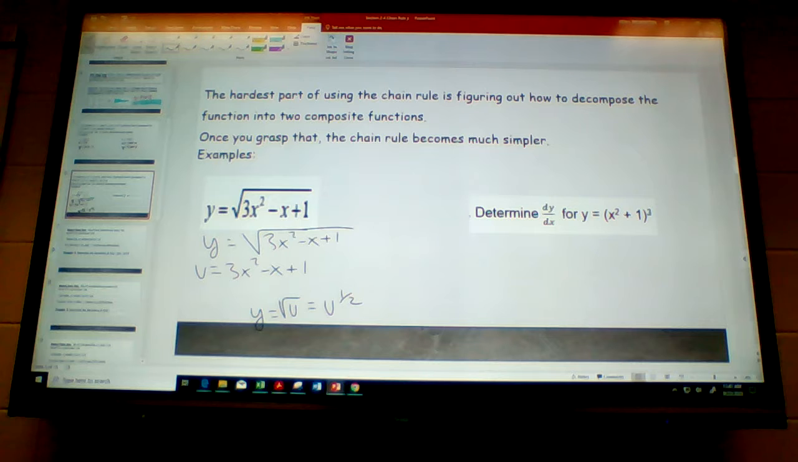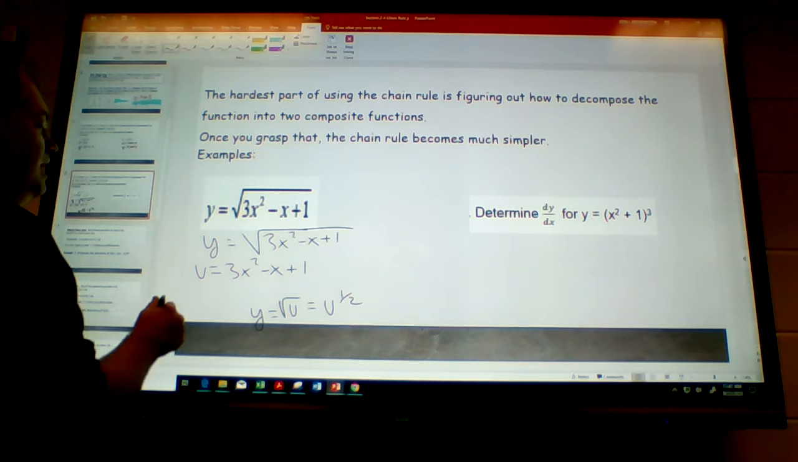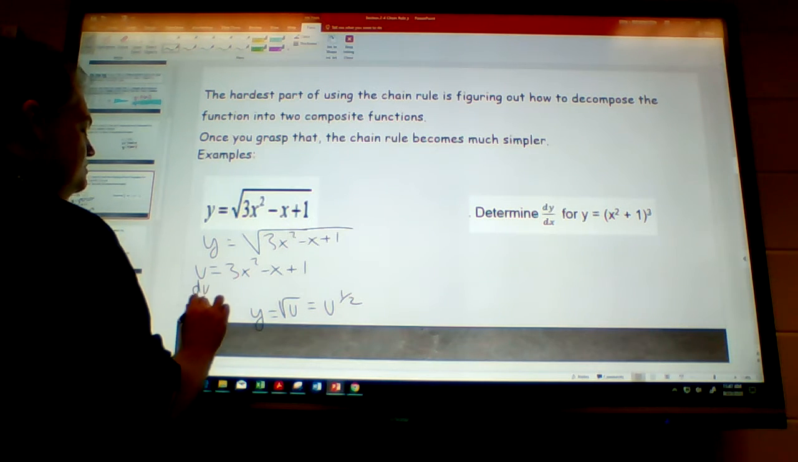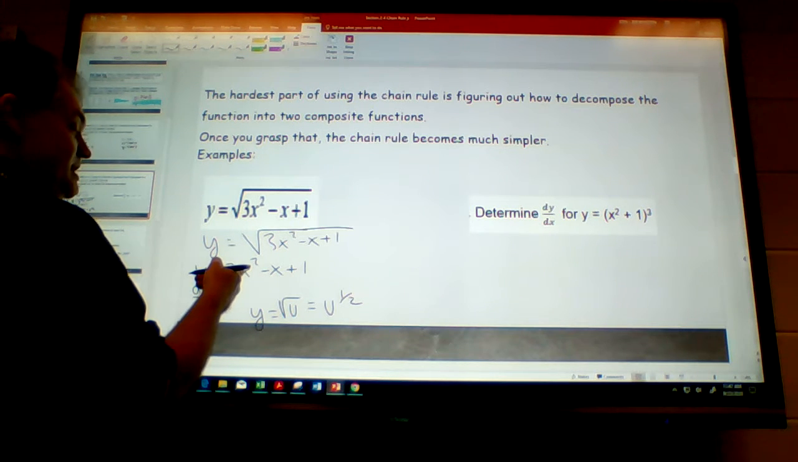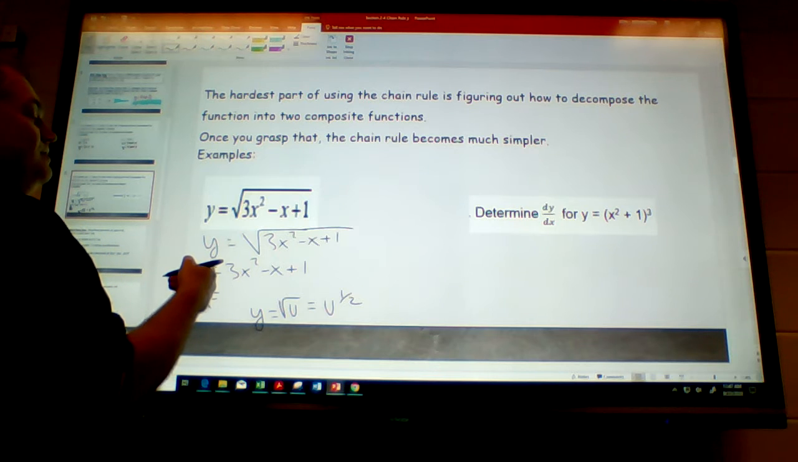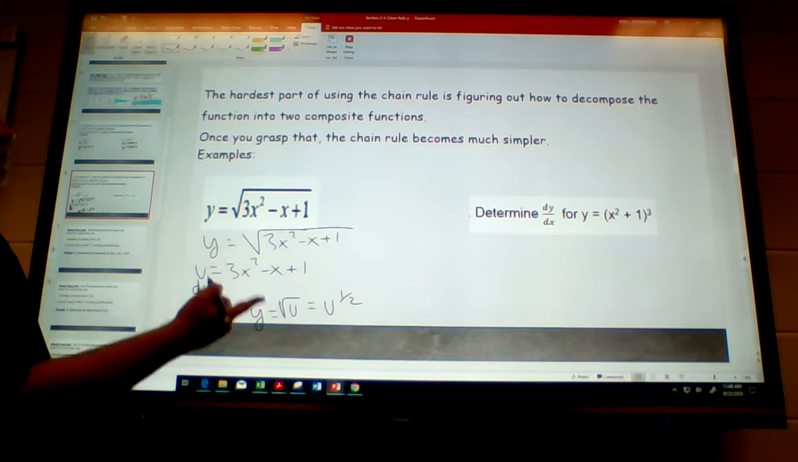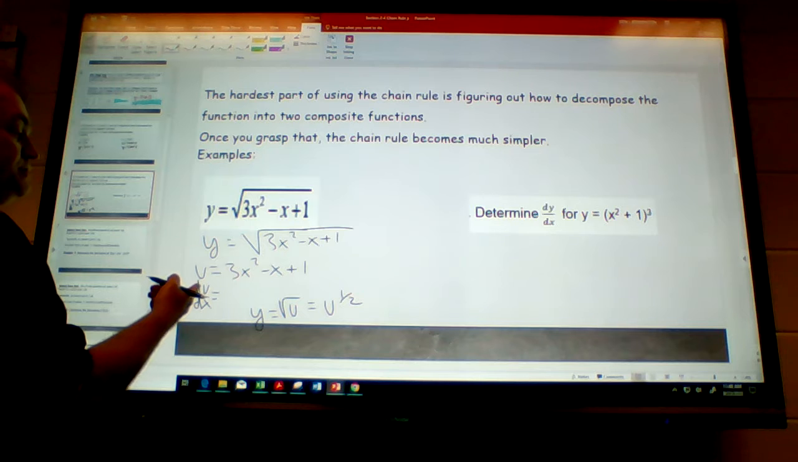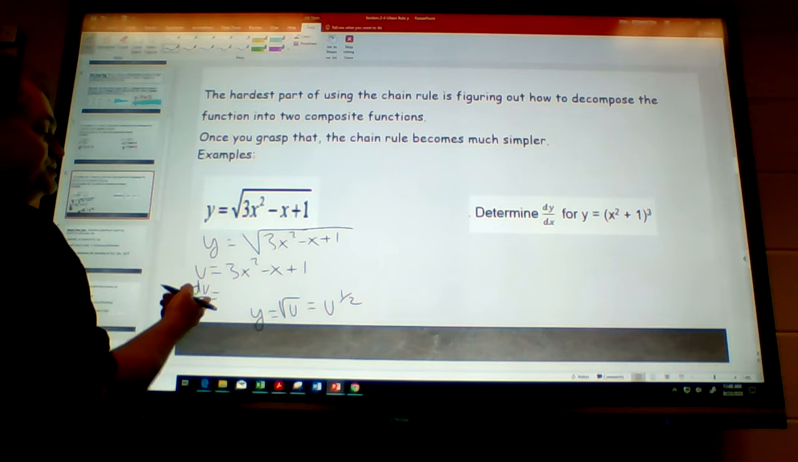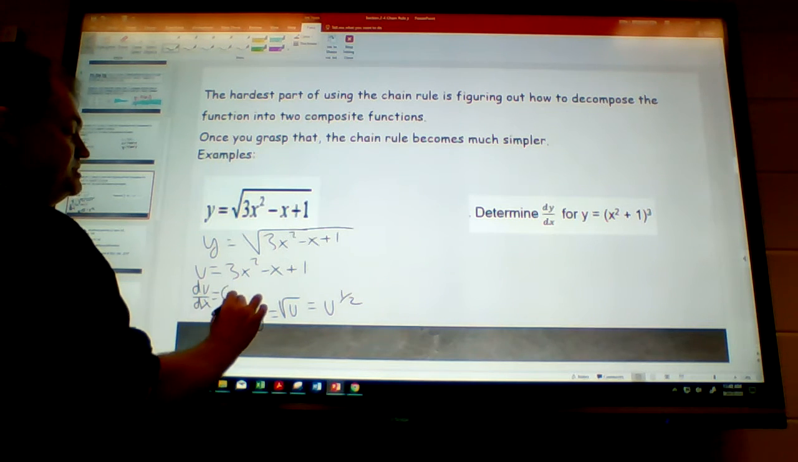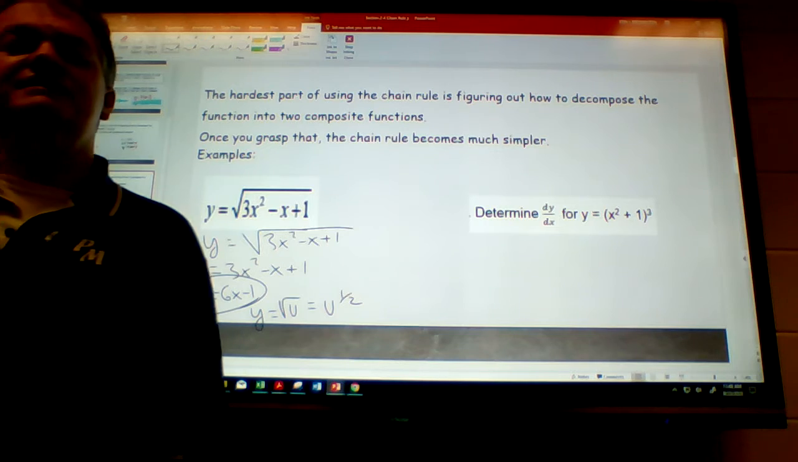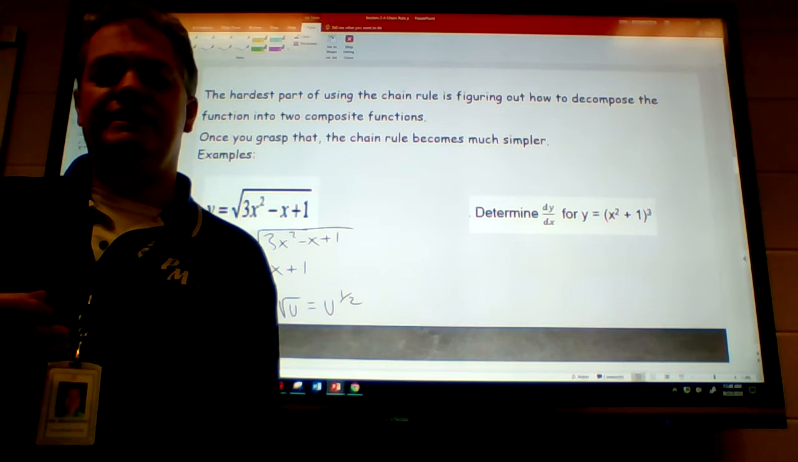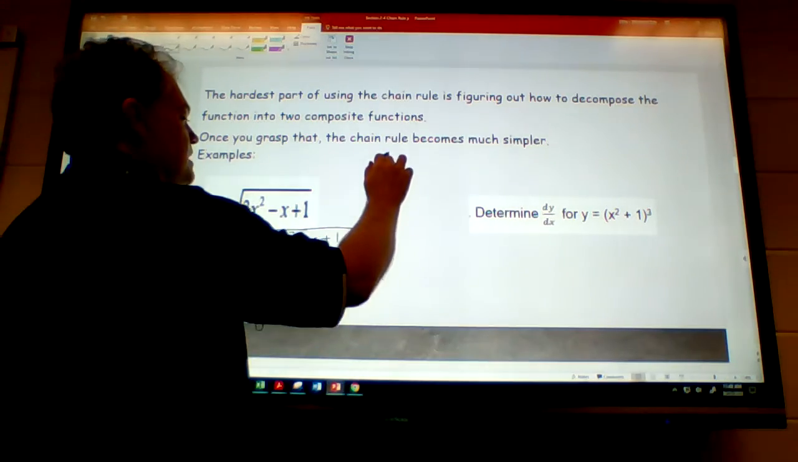Now, I'm going to throw in something else here. I'm going to throw in du over dx, the derivative of u in terms of x. You have dealt with dy over dx. Now we're just doing the derivative of u in terms of x, and that's simply going to be 6x minus 1. I'm going to leave that there for a moment. That's not really relevant to this problem, but you're going to see what it is in just a moment. So I'm going to look at this one.